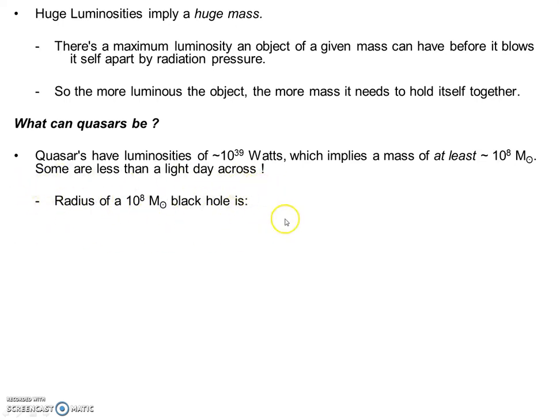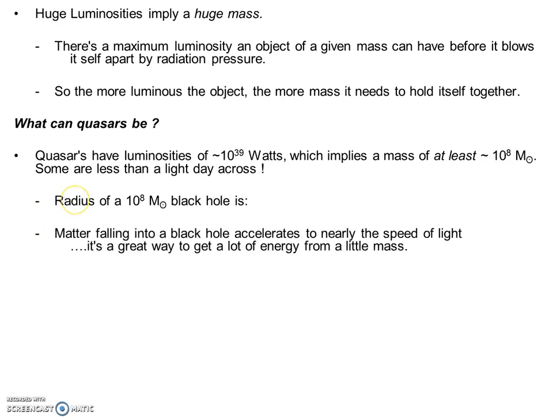It would be coming from a disk of material falling into that black hole, outside of that supermassive black hole. Now, we know that supermassive black holes exist. We showed that already. But now we know that they must be the engines for these quasars. So matter falling into a black hole accelerates to nearly the speed of light, and that's why they tend to give off lots and lots of energy, including X-rays, things like that. So it's a great way to get a lot of energy from a little bit of mass because of the acceleration of these gases as they fall into the black hole.